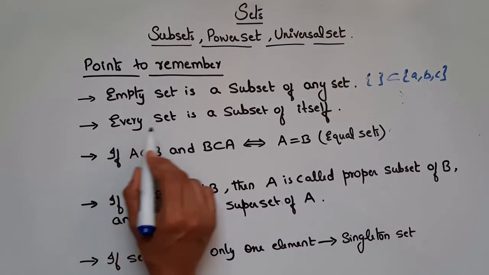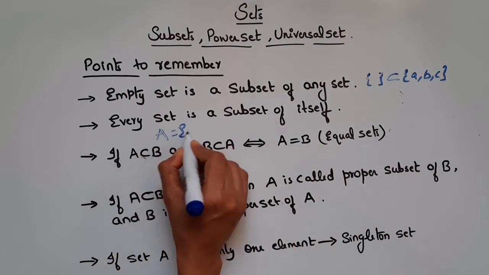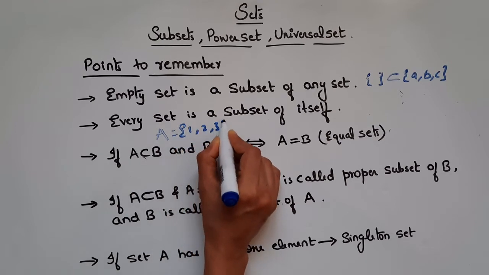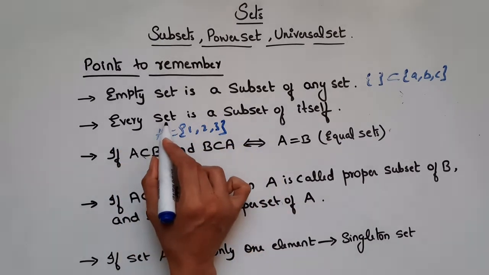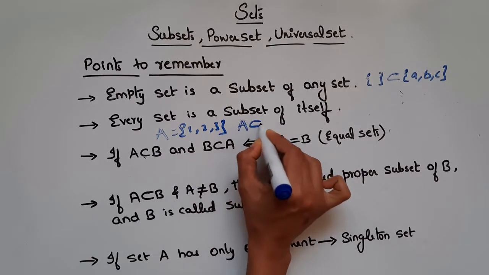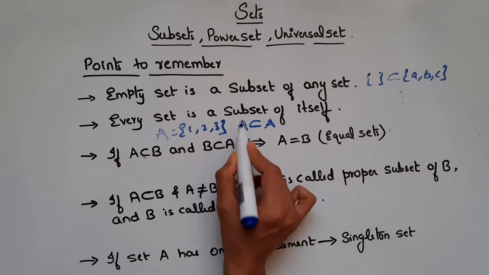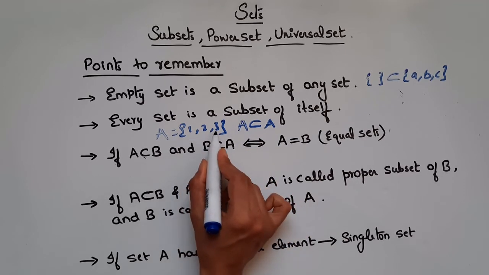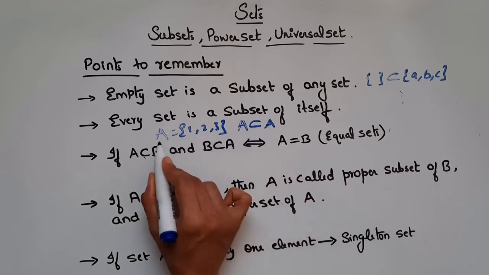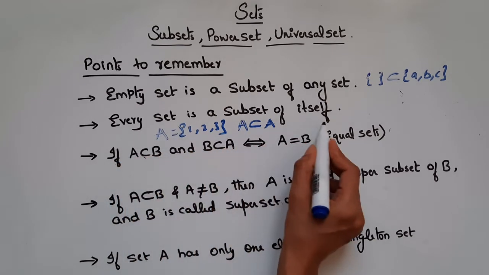Next we have every set is a subset of itself. Let's take a set A whose elements are 1, 2, 3. Here it says every set is a subset of itself, which means set A is a subset of set A. We know to be a subset, every element of set A. Here the elements are 1, 2, 3, which is present in set A. We have 1, 2, 3, right? So therefore we can say every set is a subset of itself.